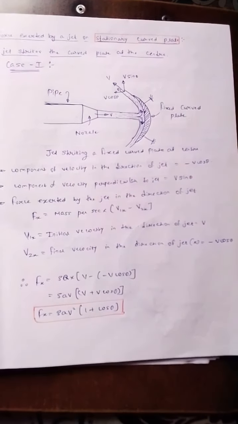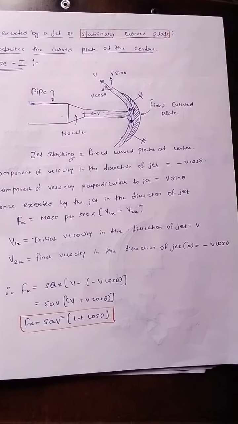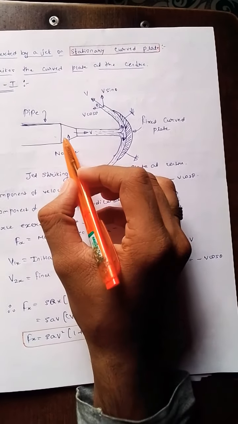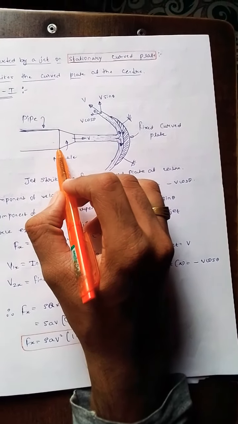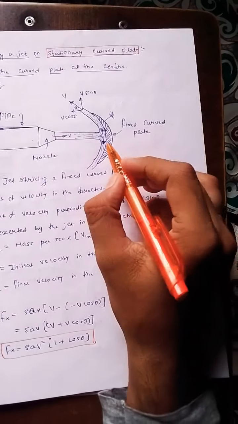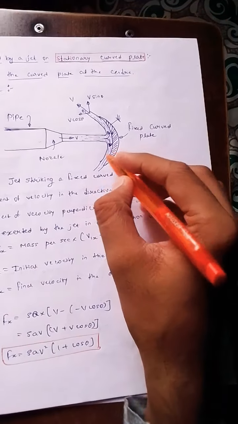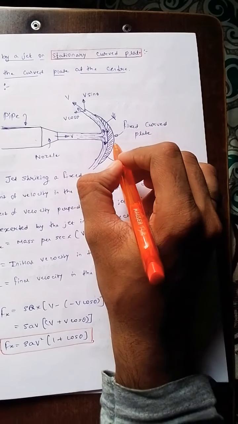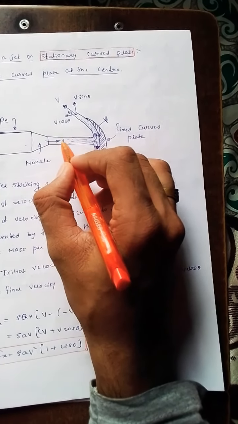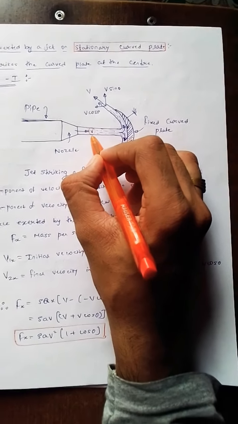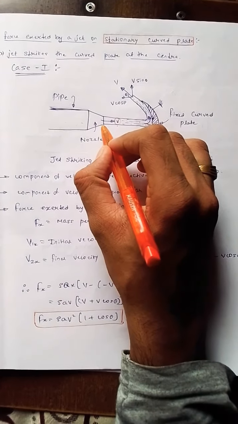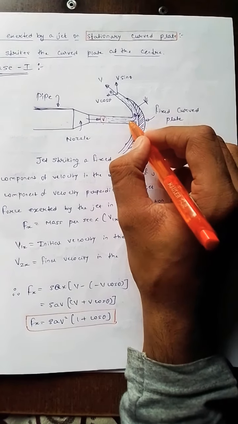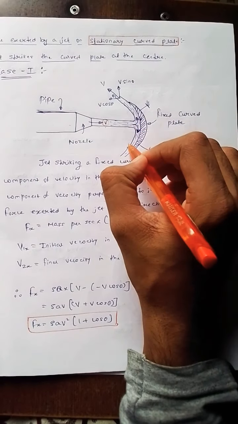So for the derivation of the curved plate, I have assumed one pipe, to which I have connected one nozzle at the end. I have fixed one symmetrical curved plate just in front of the nozzle. And this is the velocity V of the jet coming out from the nozzle. When this jet strikes the curved plate, obviously it will be diverting into two directions.